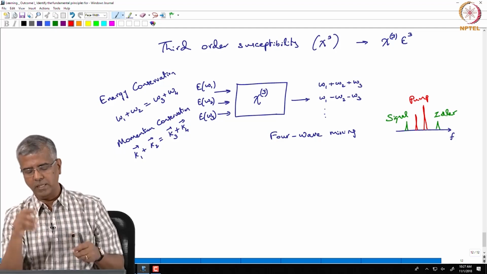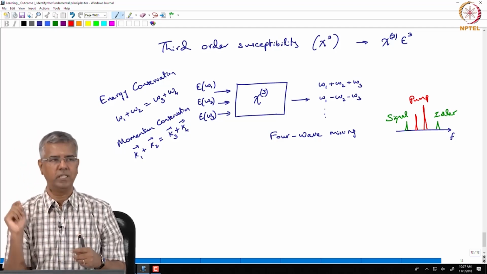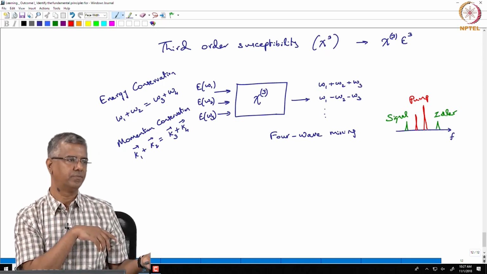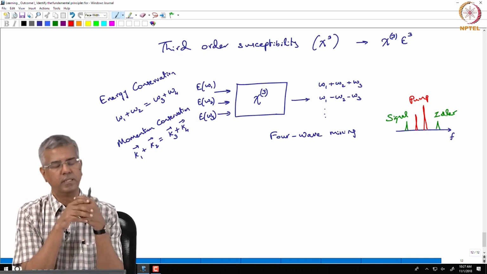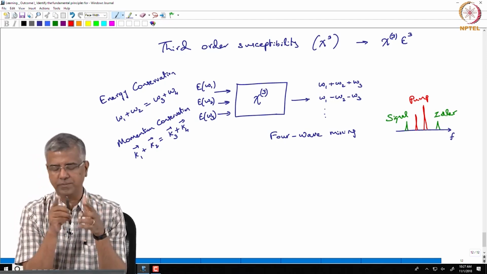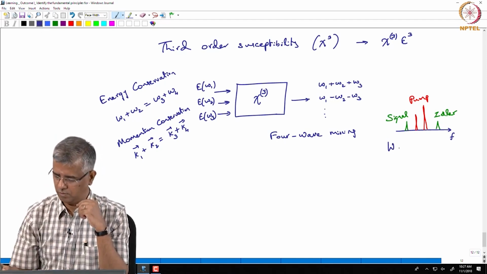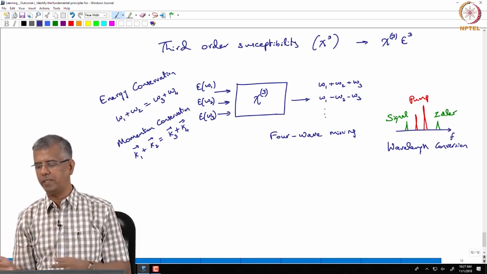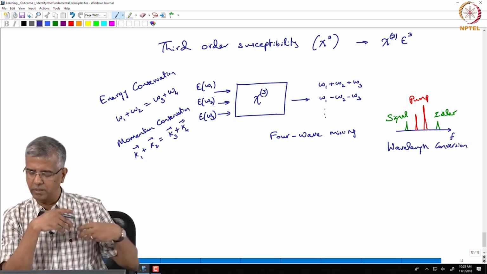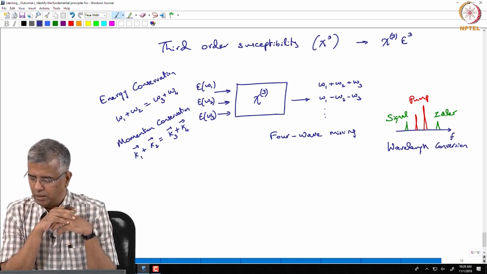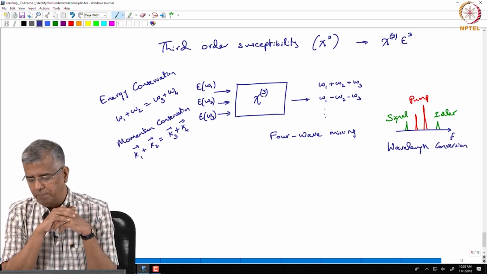So through this process, you can take information in the pump and offload it onto the signal. Okay. So you can do this thing called wavelength conversion, where you can take information from one wavelength and put it on some other wavelength. Then all of them can go together in the same fiber.